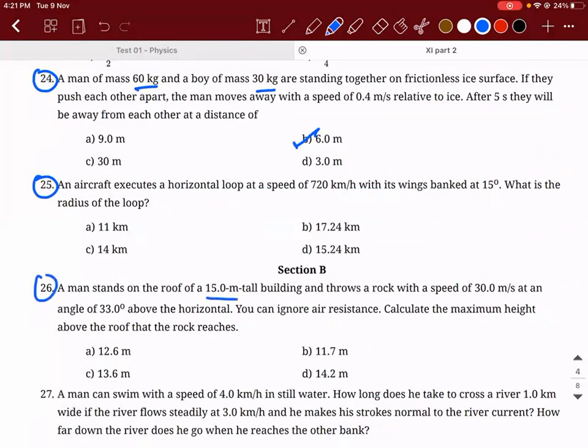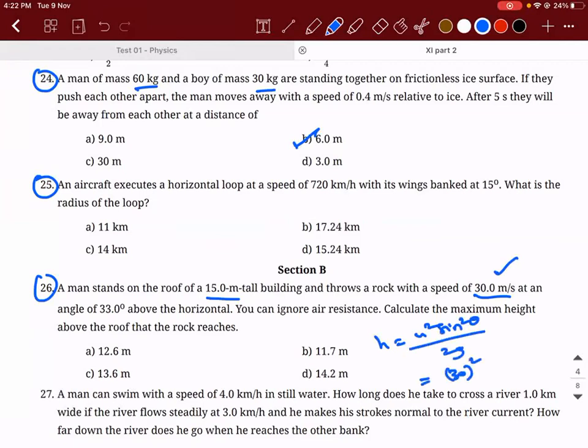There is a man who stands on the roof of a 15-meter tall building and throws a rock at a speed of 30 meters per second at an angle of 33 degrees above the horizontal. You can ignore air resistance, calculate the maximum height above the roof that the rock reaches. So what is the formula for maximum height? U square sine square theta divided by 2g.